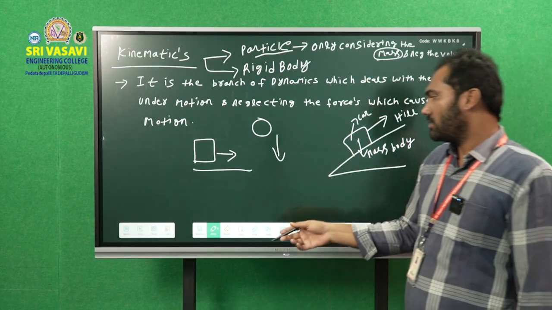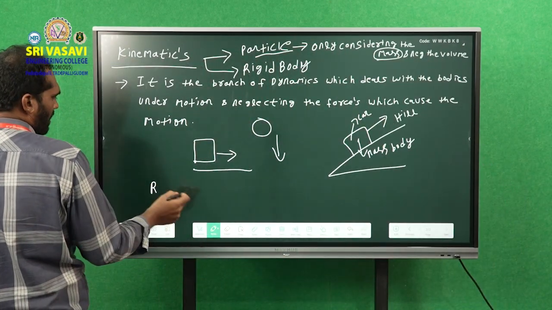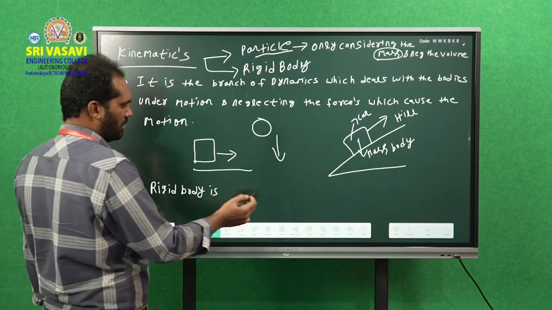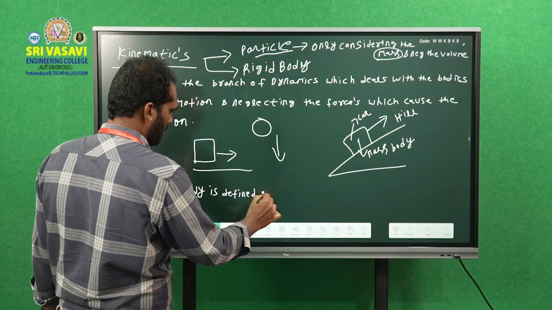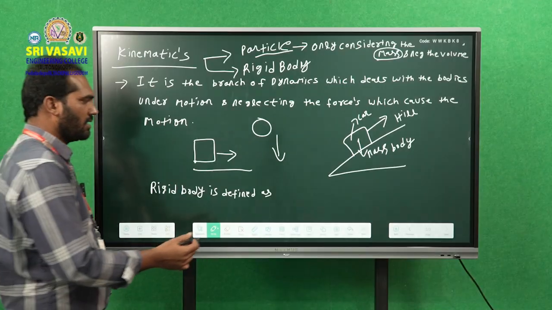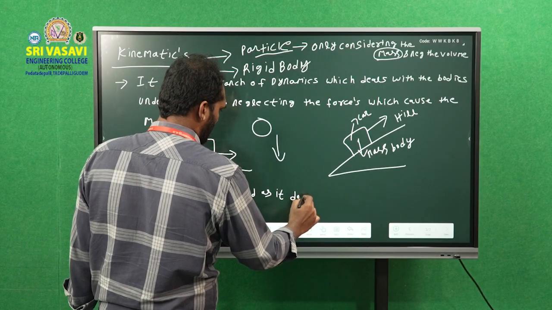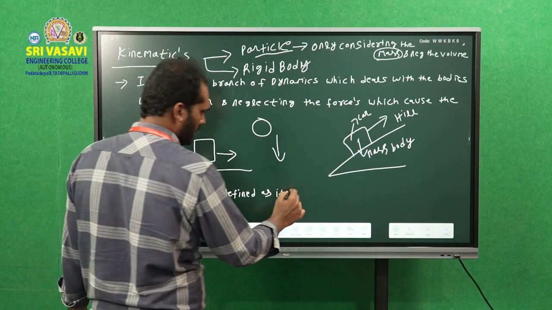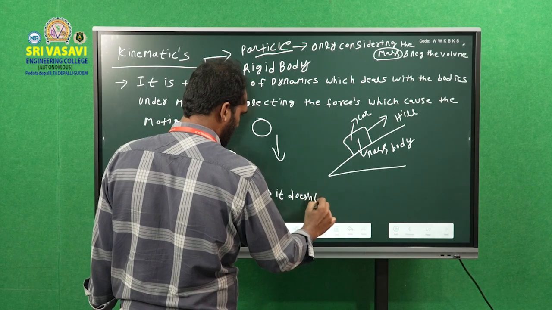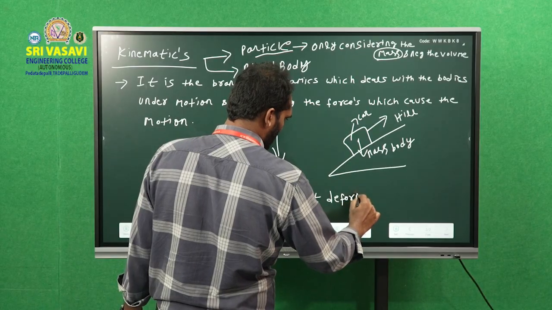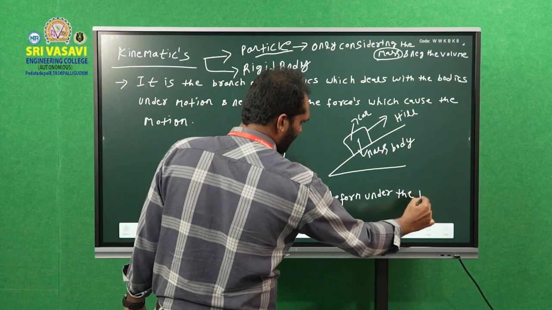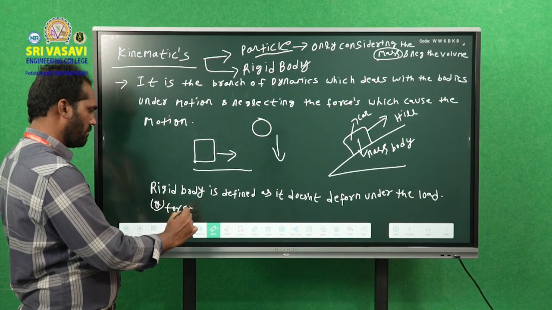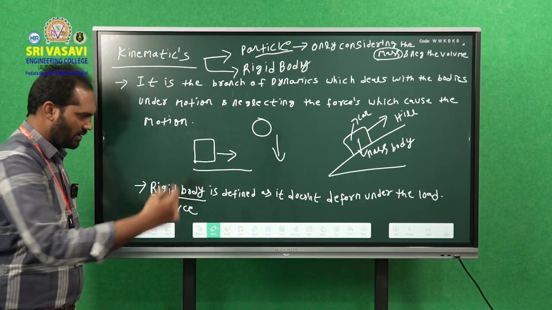A rigid body is defined as one that does not deform under any load or force. So that is a definition of rigid body.